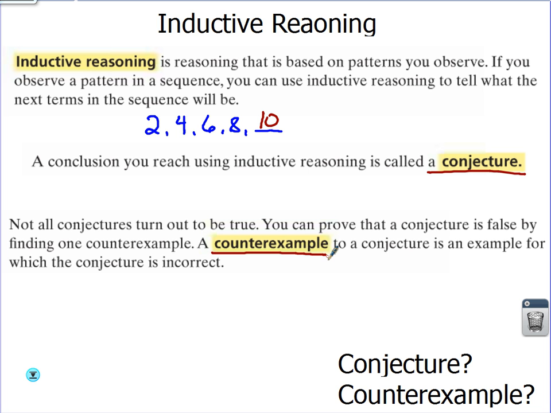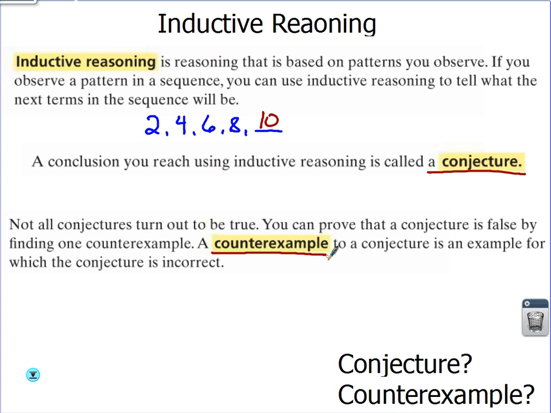Let's say that 2, 4, 6, 8. On Monday, I give you $2. I walk in and I just hand you $2. On Tuesday, I give you $4. On Wednesday, I give you $6. On Thursday, I give you $8. On Friday, you're going to expect me to give you $10. But what if I walk in and don't give you anything? That conjecture was false.